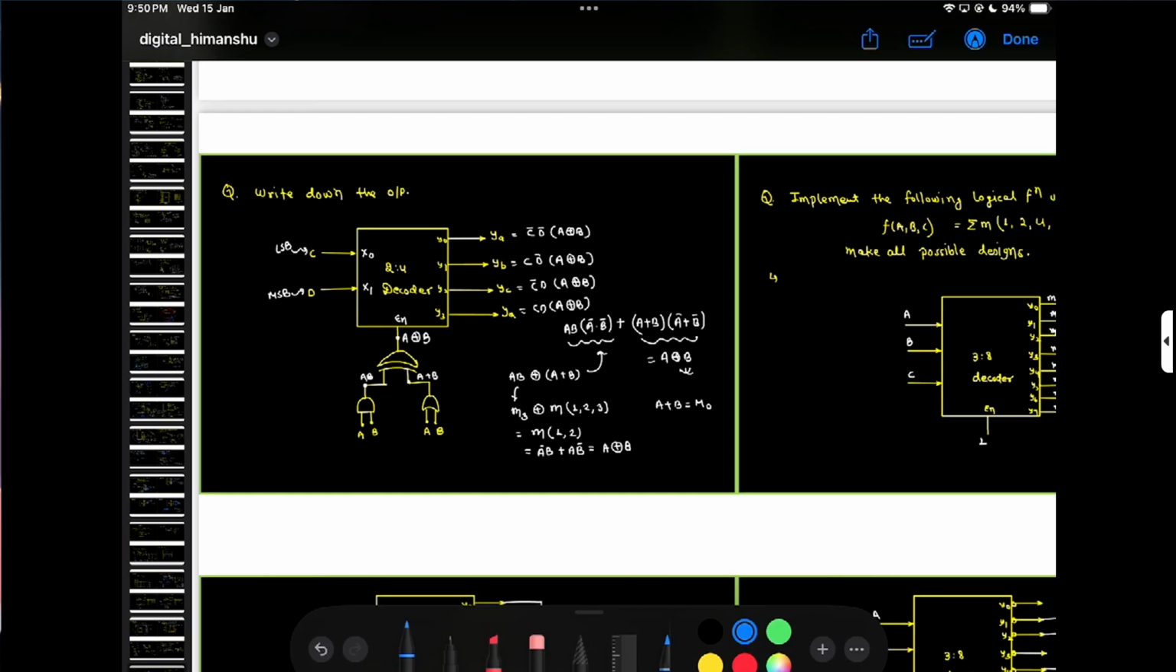Write down the output. So LSB is C, MSB is D. So here is my Y. It is a 2 to 4 decoder, and here is my enable signal. So obviously C bar D bar, C D bar, C bar D, C D, and each is multiplied with my enable signal.